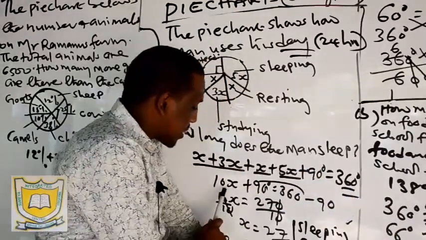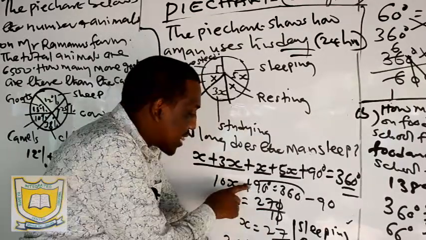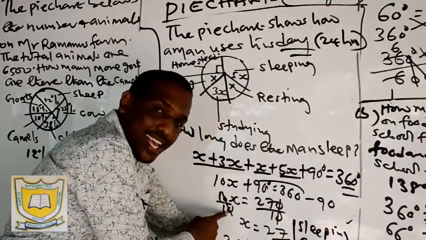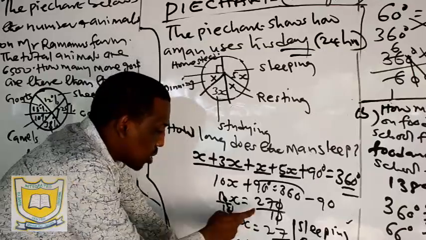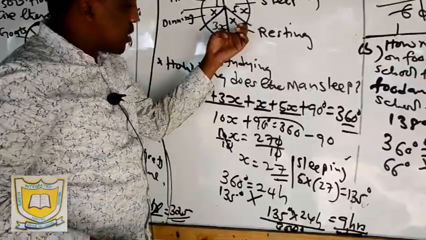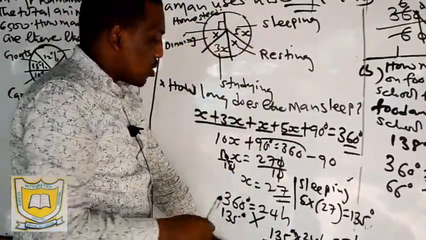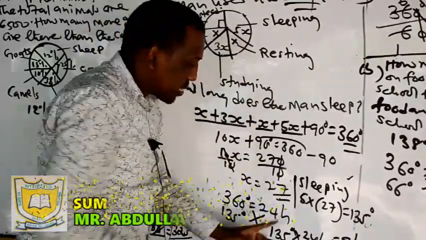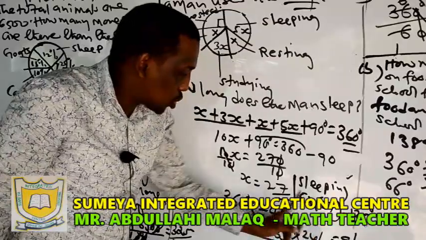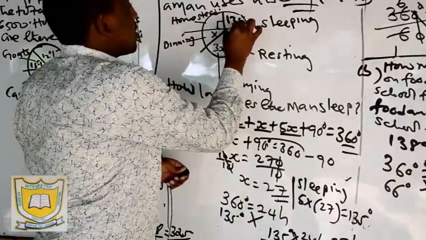So after collecting, you'll get 10x plus 90 degrees is equal to 360. So like terms, now 90 will move to the other side. So minus 90, you will get 270. 10x is equal to 270. Cancel. x is equal to 27. But they don't want the value of x. What they are asking is how much time he spent on sleeping. Sleeping is 5x, and 5 times x, which is 27, you will get 135 degrees. So here sleeping is 135 degrees now.